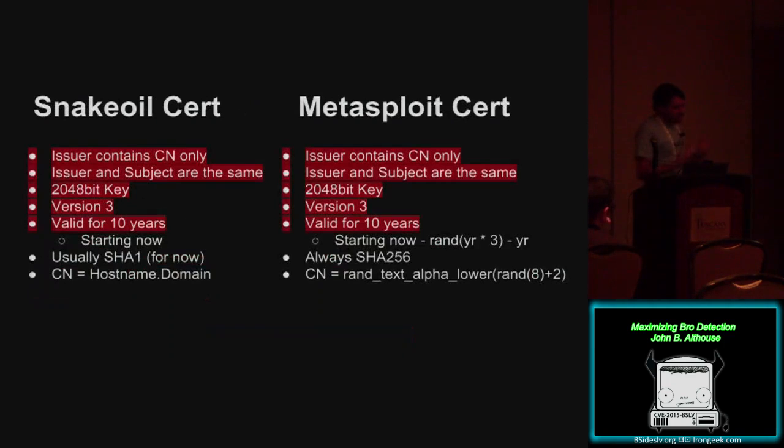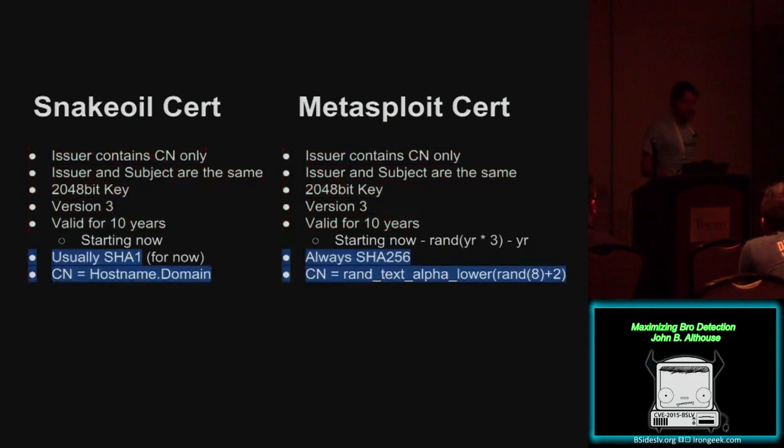But again, he was trying to mimic the snake oil cert, and so let's compare those two. They both contain only the CN field in their certs. They're both 2048-bit keys. The issuer and subject are the same. They're both valid for 10 years. Snake oil certs are valid for 10 years starting as soon as you create it, whereas the Metasploit ones are randomized. Again, very good. But here's where they differ.